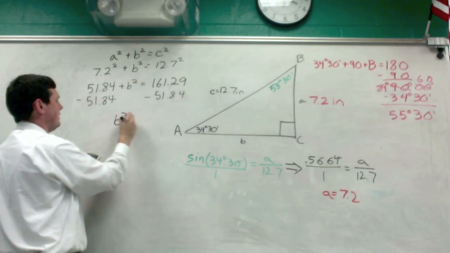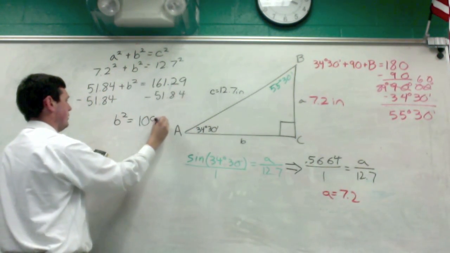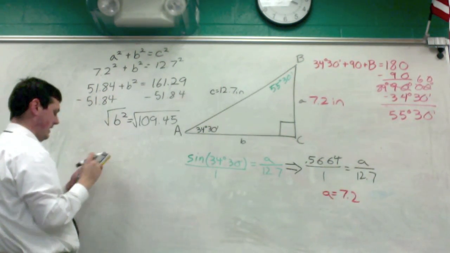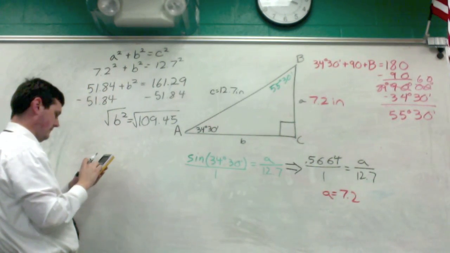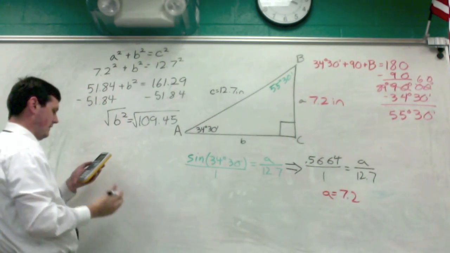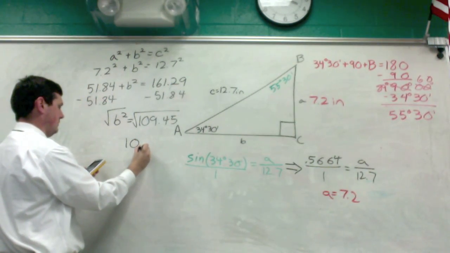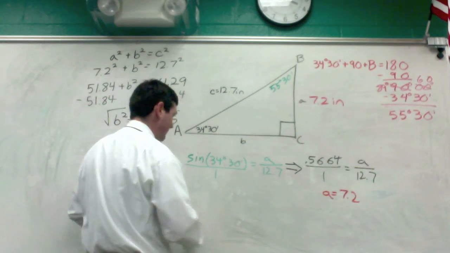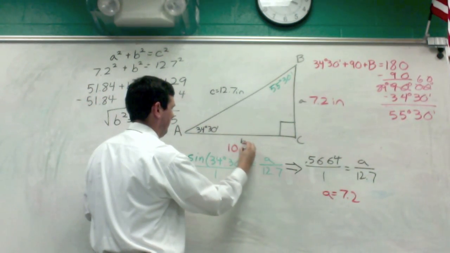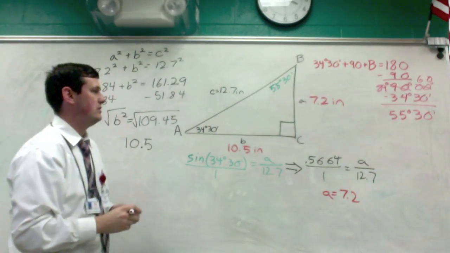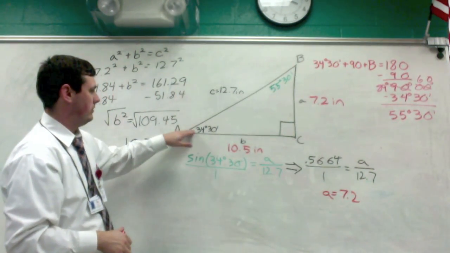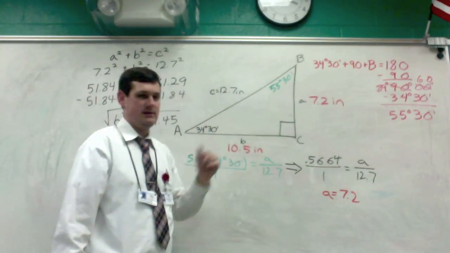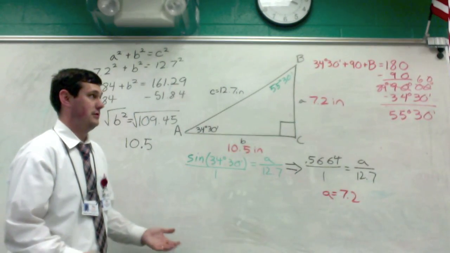So I get b squared equals 109.45. So then I take the square root of both sides. No good. And that gives me 10.5. So b is 10.5. Okay, so now I have all my sides and all my angles. 34 degrees 30 minutes, 55 degrees 30 minutes, 12.7, 7.2, 10.5. That triangle has been solved.